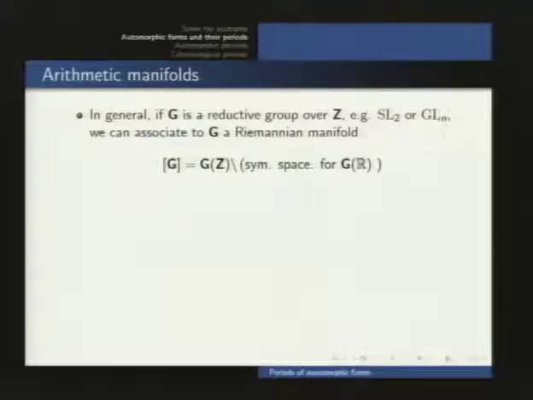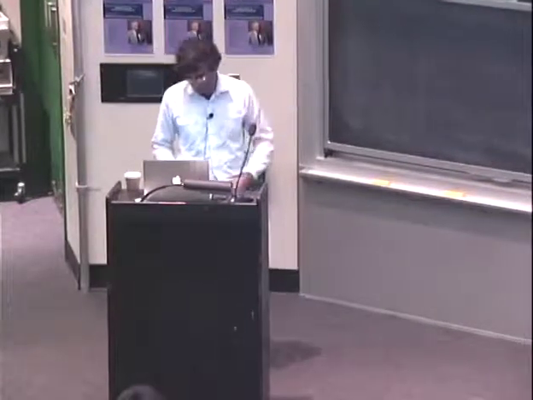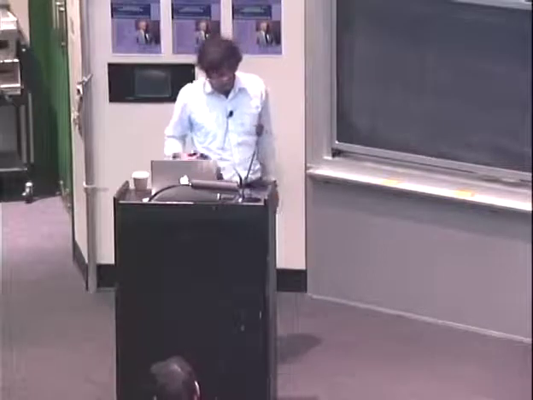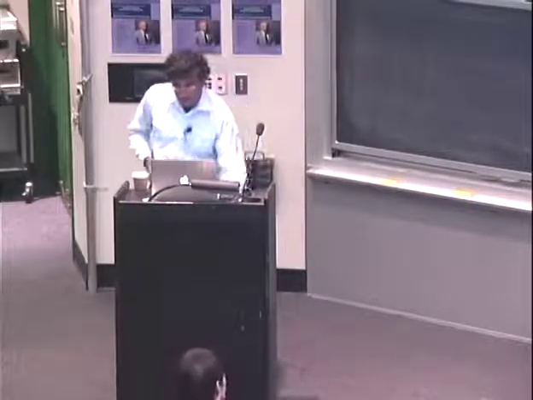Okay. So if G is a reductive group over Z, and for the purposes of this talk, if you just substitute SL2 or GLn every time you see G, it won't be such a big loss. Associated to that, there is a Riemannian manifold. It's a kind of quotient of the spaces that Matt Emerton was talking about, but I'm going to use a slightly cruder definition of automorphic form.